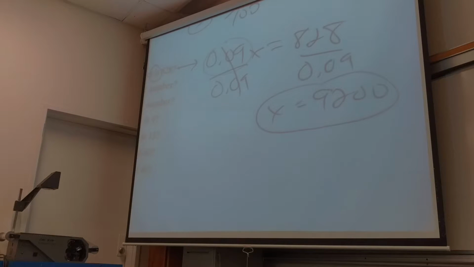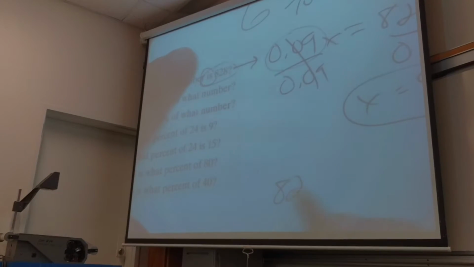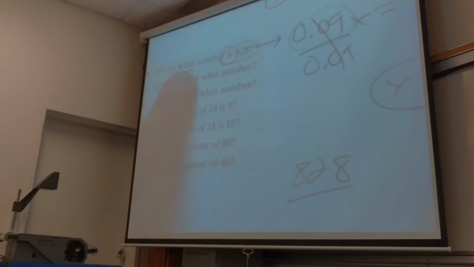How are we doing there? Is that cool? Now, if you like the is-over-of and you got the same answer doing it and you're cool with it, keep going. Keep doing it. The is-over-of would look like this. The is number is 828. Over of, the of number is, I don't know, equals the percent over 100. And then you can cross multiply and blah, blah, blah.